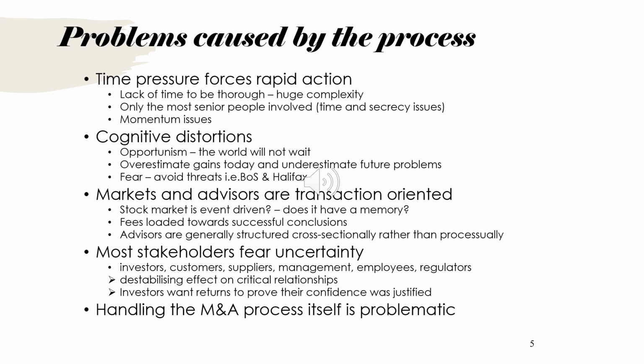Uncertainty is a damaging thing, and we'll talk more about this. It's a problem because it can destabilize critical relationships, and companies have and are dependent upon critical relationships. And of course, investors want to make sure they're going to get returns on their investment and that their confidence is justified. So there's a lot of effort to reduce uncertainty amongst stakeholders. And then finally, as you're guessing, actually the process itself, managing the process itself, is problematic.